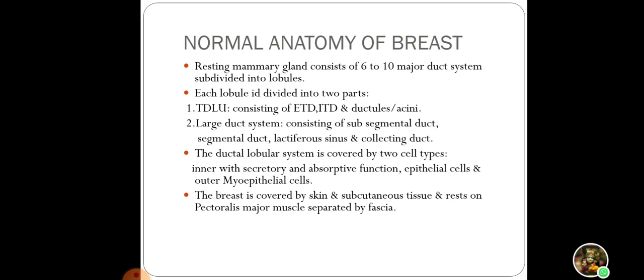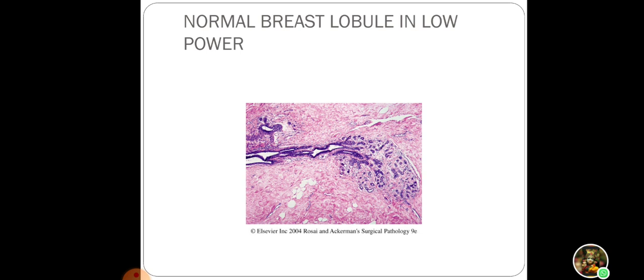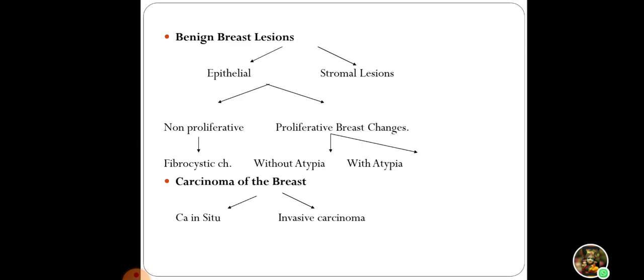The ductal lobular system is covered by two cell types: an inner layer of epithelial cells with secretory and absorptive function, and an outer layer of myoepithelial cells. The breast is covered by skin and subcutaneous tissue and rests on the pectoralis major muscle, separated by the fascia. This is the normal breast lobule at low power. You can see the TDLU and the ductular system.